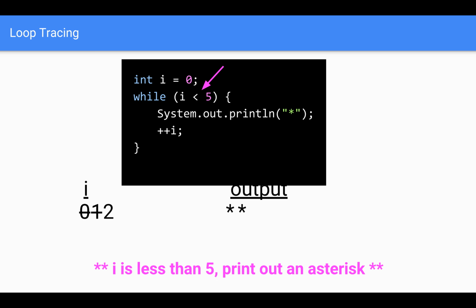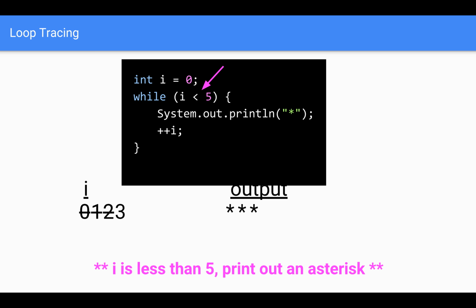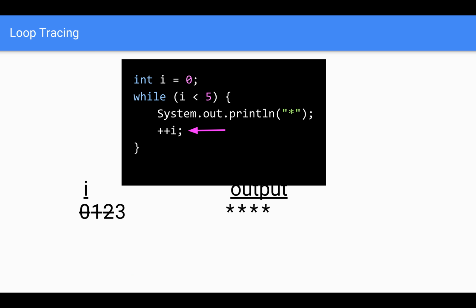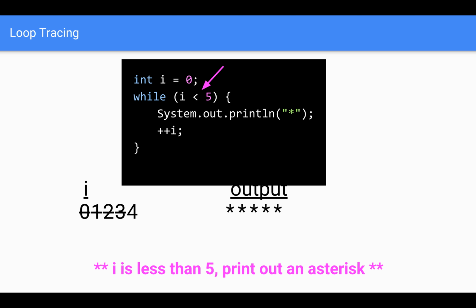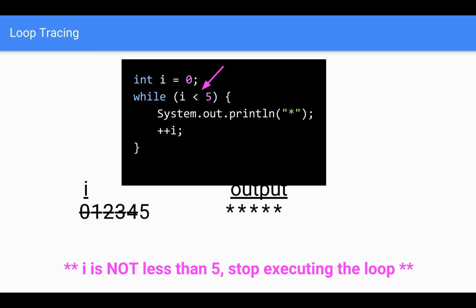We're going to look at the while loop's test again, so 2 is less than 5. We're going to print out an asterisk. We're going to perform the update. So i gets incremented by 1, so now it's 3. Look at the loop test again. 3 is less than 5, so we print out an asterisk. Increment i again. So increment i by 1, now i is 4. Look at the loop test. 4 is less than 5, so we're going to print out an asterisk. And we're going to do the update one more time. Increment i by 1, so now i is 5. Look at the loop test. 5 is not less than 5, so we're going to stop executing the loop. And we've just printed out 5 asterisks, just like we did when we were tracing that for loop before.